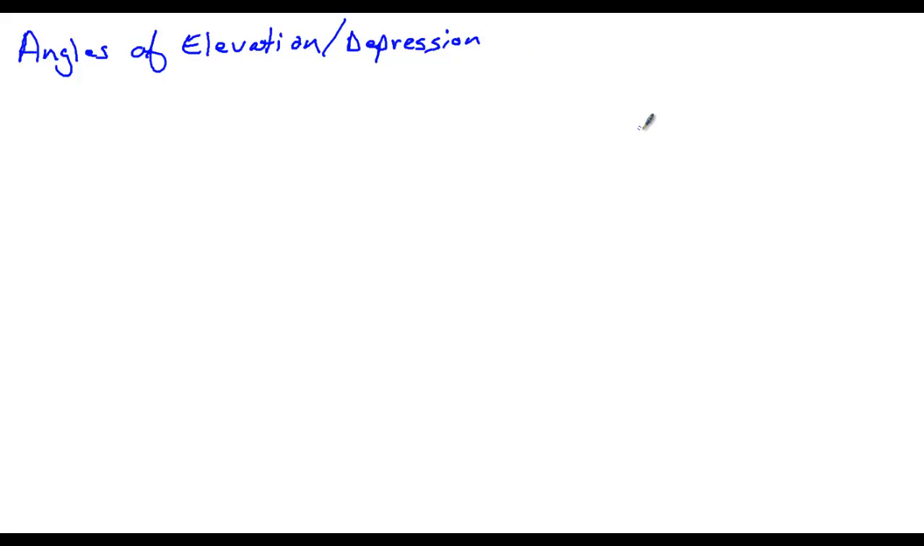All right, this lesson is going to continue our right triangle trigonometry stuff we've been doing, and it's going to be about angles of elevation and angles of depression. So angles of elevation and depression. And we'll start out real quick with just a definition of both of those.